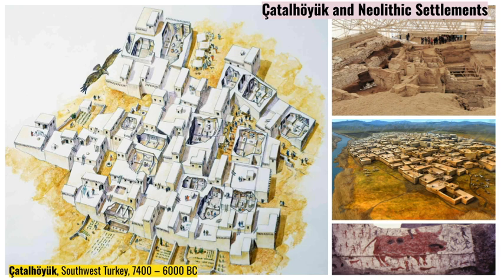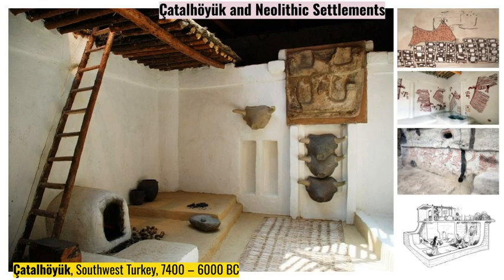And these houses all seem to be entered from above. They seem to be entered from the roofs. They all would have had entrances only on the roof. So, in this reconstruction, you can see it's thought that people would have climbed down ladders into the houses.